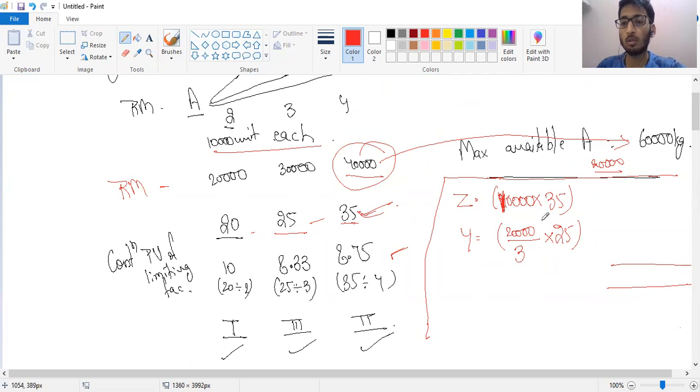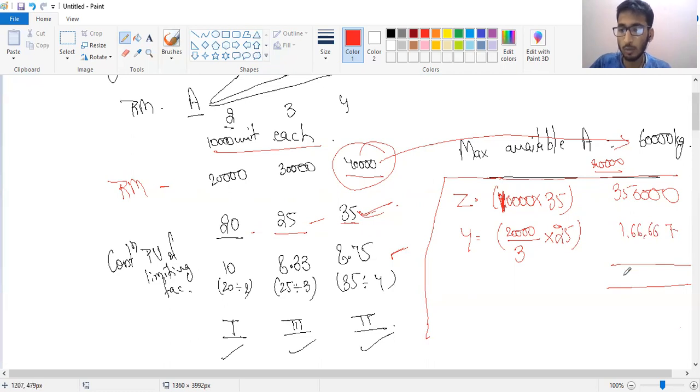So just see now what would be the contribution. Just calculate it once. It would be 3,50,000 for this. And for the second one, I would say 20,000 divided by 3 multiplied by 25. It is 166,667.